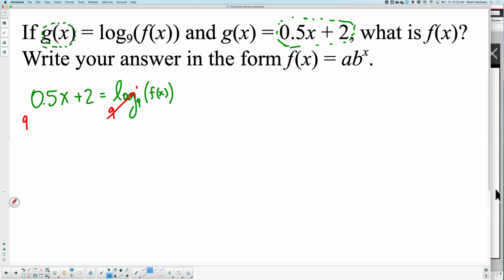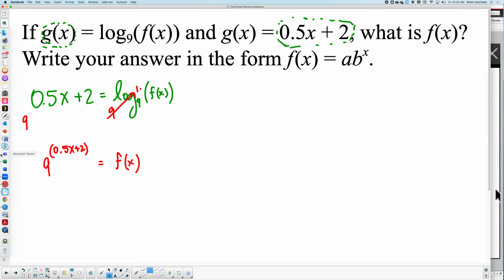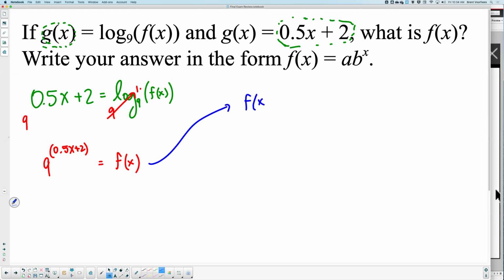9 to the log 9, I meant to say, becomes a multiplying 1. And so we have 9 to the power of 0.5x plus 2 equals f of x. Okay, we have our answer. Is this in the right form? No, it's not yet. You see how that's not the same form? So now that I know what f of x is, I need to get it into this form. So I can do a property here.